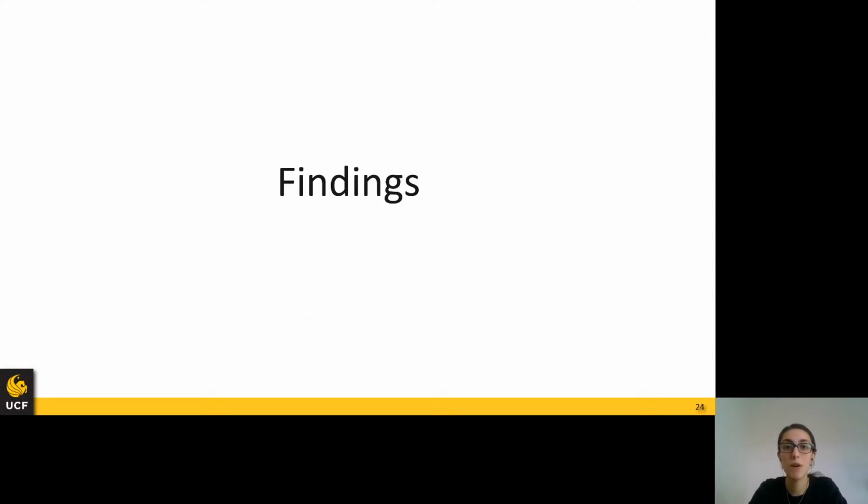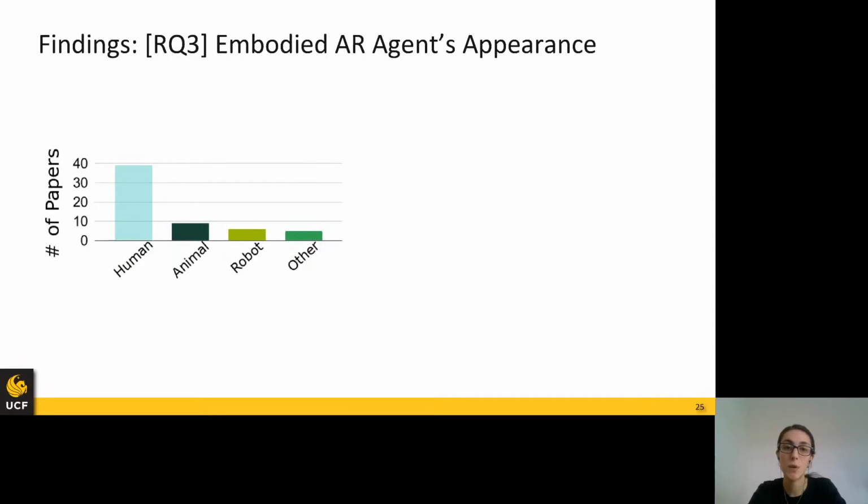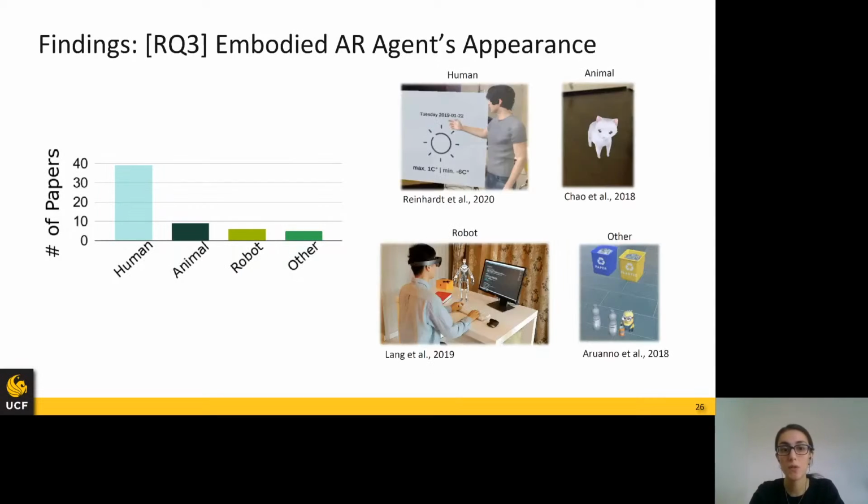To go over some of our high-level findings, starting with research question number 3, we wanted to tag for the embodied agent's appearance, and we were inspired by robotics literature because they found that the appearance of the agent can influence the nature of the relationship, for instance, in terms of aspects such as trust and comfort. As expected, the majority of the agents were humanoid, but we also saw examples of animal agents, robotic agents, and any agent that was a cartoon character or creature-like were tagged as other.